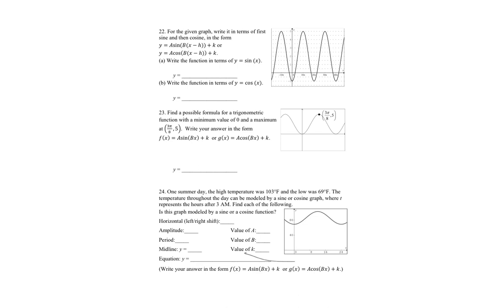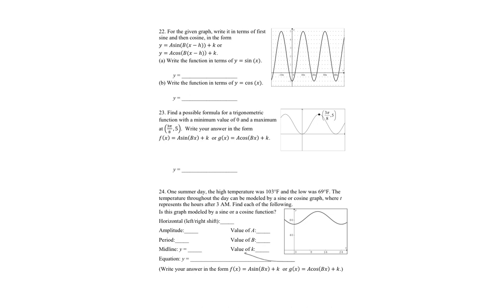Okay, so for number 22, we're given this graph, and it says write in terms of first sine, then cosine, in the form y equals a sine of b(x minus h) plus k, or y equals a cosine of b(x minus h) plus k. So first we're going to do sine.